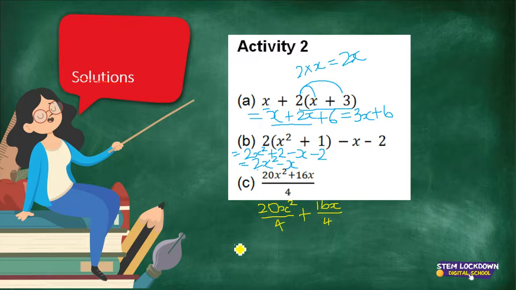Now then what do you have? 20 divided by 4. How many times does 4 go into 20? 4, 8, 12, 16, 20. So 5 times. So this is 5x squared. Plus, how many times does 4 go into 16? So divide 16 by 4. 4, 8, 12, 16, 4 times. So it will be 4x. This was nice and simple, right?